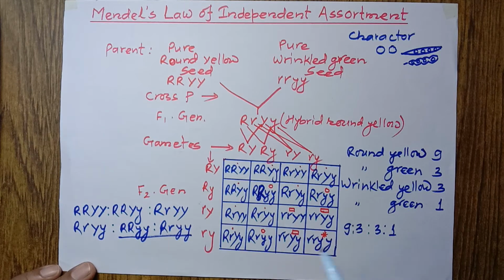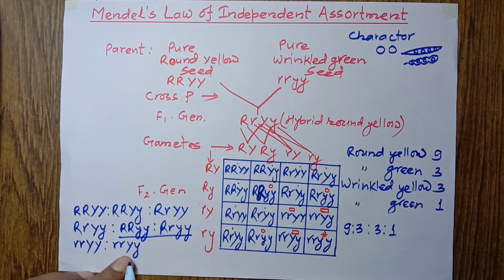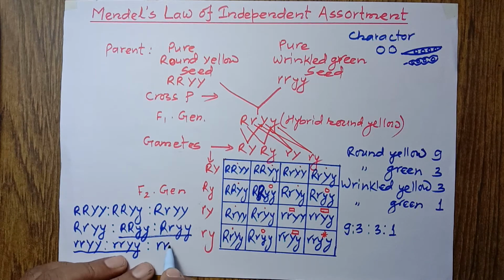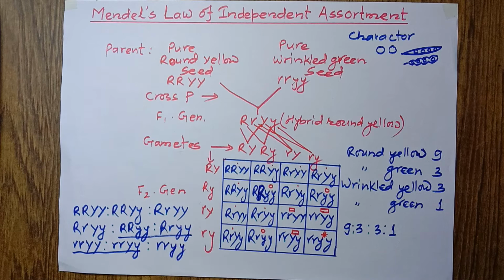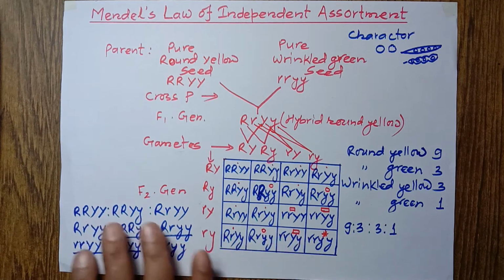And another one, wrinkled yellow. Wrinkled means both the R are small, and yellow means maybe both the Y capital, or both the R must be small and one of the Y is capital, that is also wrinkled yellow. There are two possible genotypes of wrinkled yellow. Type of gene is called genotype. Now wrinkled green is just both R small r and both Y small y.